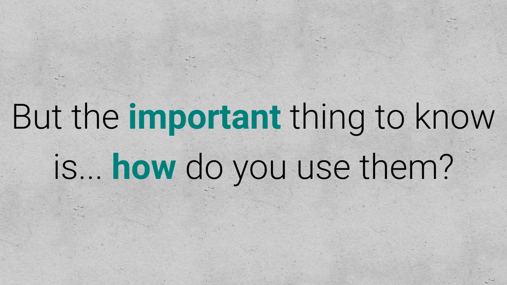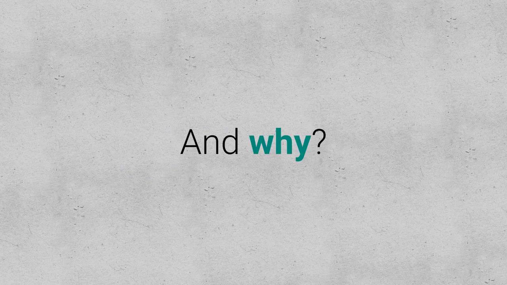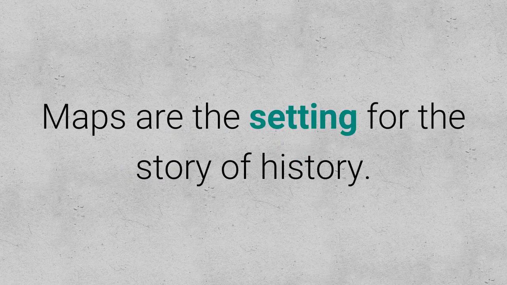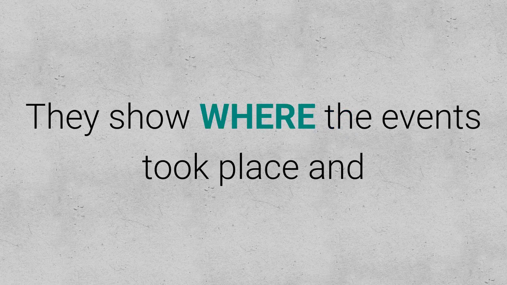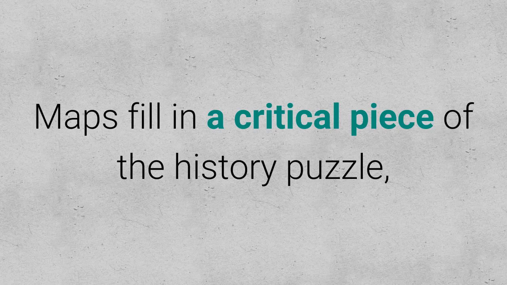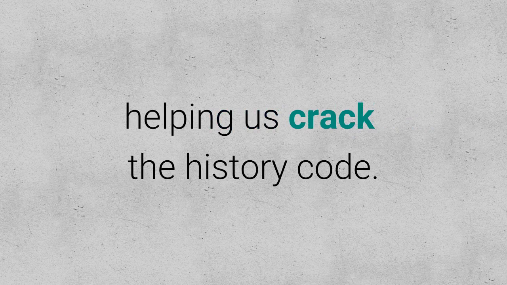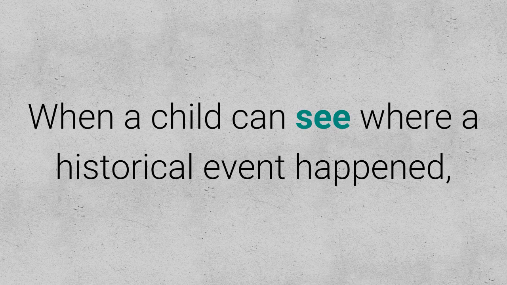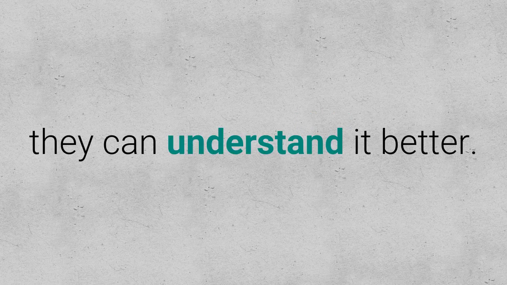But the important thing to know is how do you use them, and why? Maps are the setting for the story of history. They show where the events took place and where the people lived and moved about. Maps fill in a critical piece of the history puzzle, helping us crack the history code. When a child can see where a historical event happened, they can understand it better.